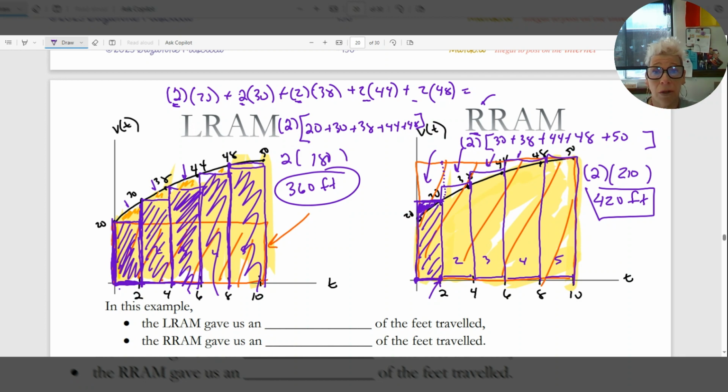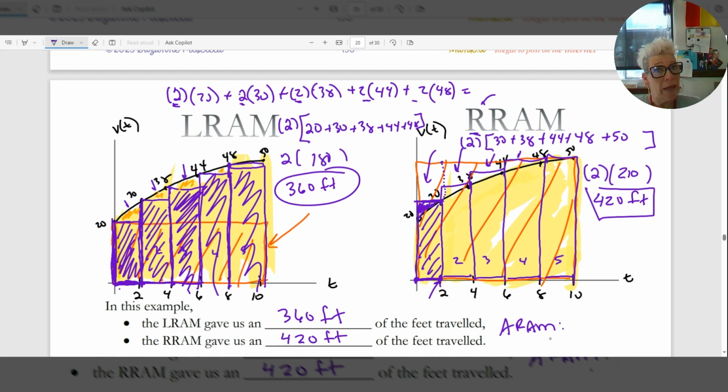That's less than our original overestimate of 500. So now instead of our window being 200 to 500, with an average in the middle of 350, we've closed the window on our estimate by doing more rectangles. Those widths are smaller because we have more rectangles, so our estimate is tighter. It's now between 360 and 420. So down here in this example, our LRAM gave us 360 feet, and we have an RRAM of 420 feet.